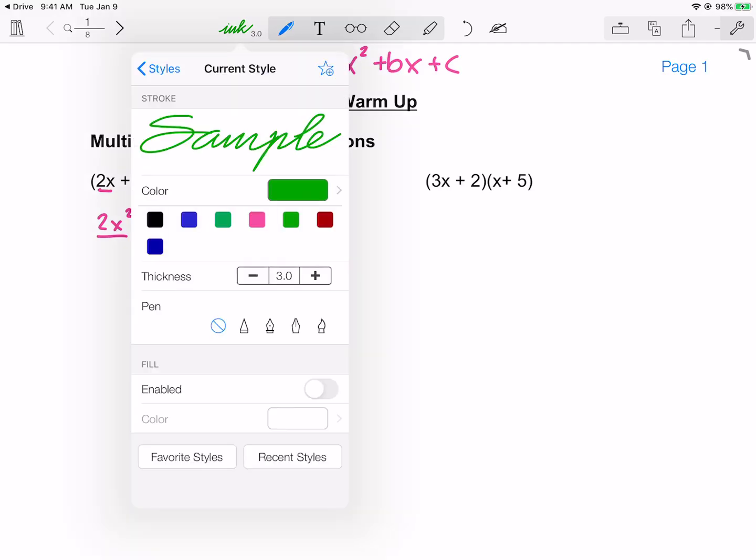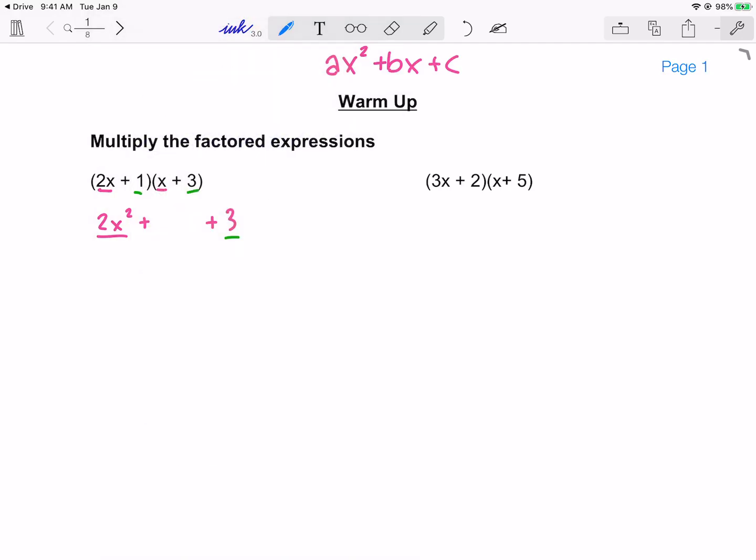and then the 1 times the 3 gave me the 3. Now, there's going to be a middle term to this, and that comes from doing the 2x times the 3, which is 6x, and the 1 times the x, which is x. When I add those two together, I get 7x. So I'm going to want you to recognize these kinds of patterns. So on the next one, I'll go ahead and do those middle terms. The 3x times the 5 gives me 15x, and the 2 times the x gives me 2x. So I'm going to have a middle term of 17x.